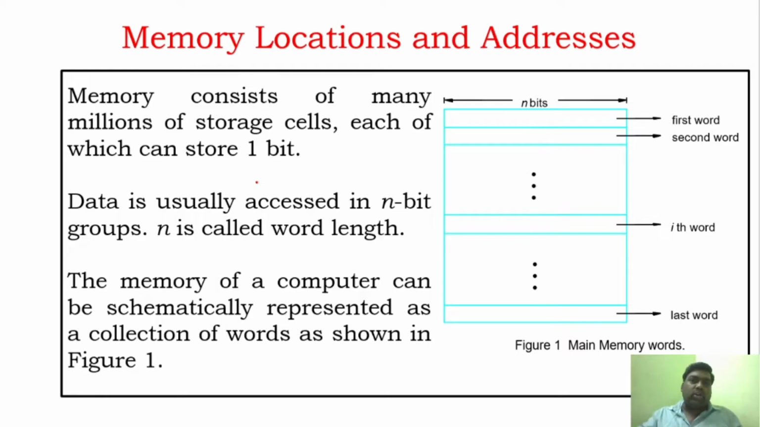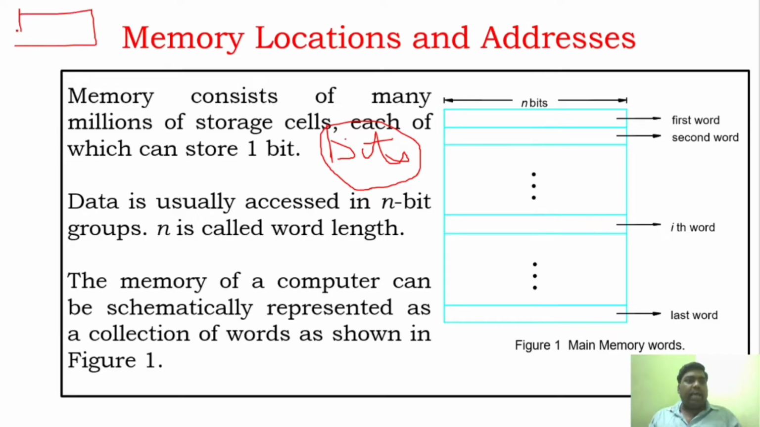In order to access those bits, we cannot access each bit individually. So it is organized in groups. That group of bits is called a word. We have already seen that in the first unit as well. The word has a number of bits inside it, and the number of bits in the word is called the word length. Usually this word length will be from 16 to 64 bits.